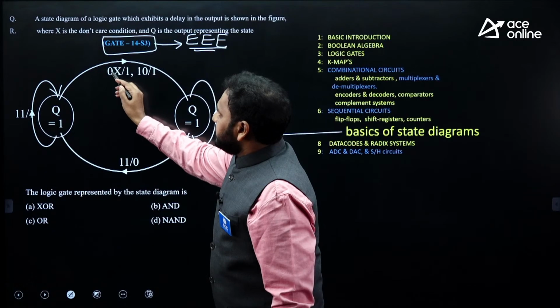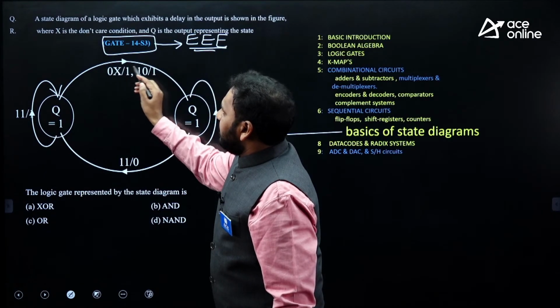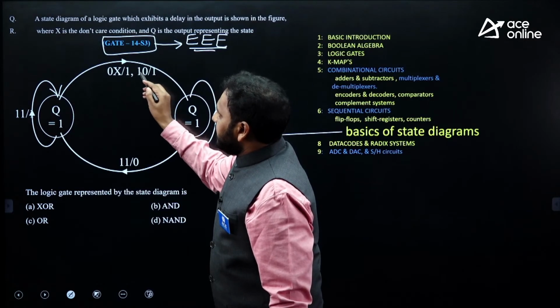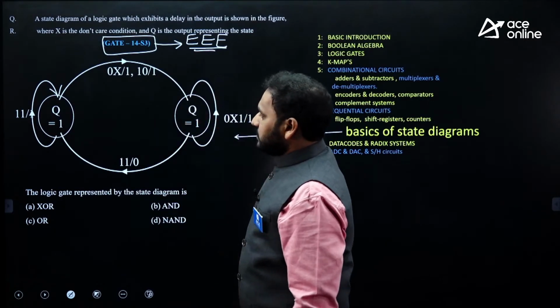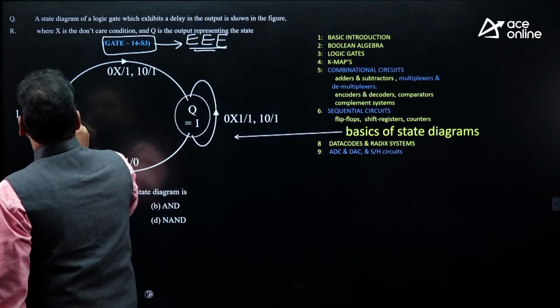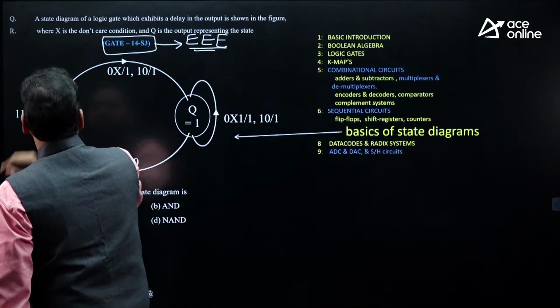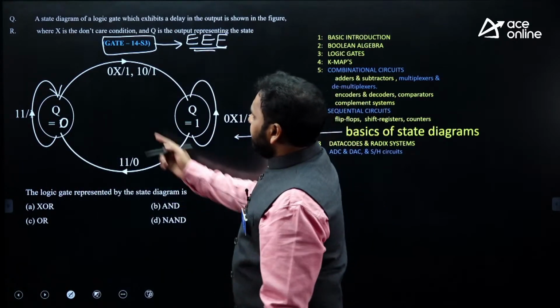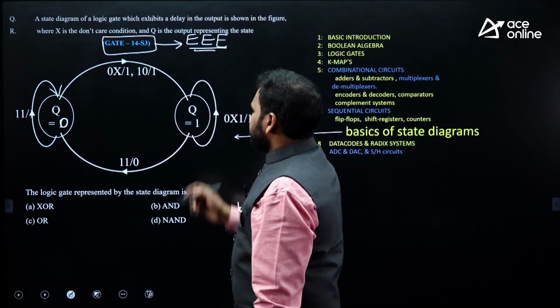If any of the input is 0, output is 1. Actually, by mistake they have given this; it should be 0, right? It should be 0. By mistake they printed 1 there. If any of the input is 0, output is 1.